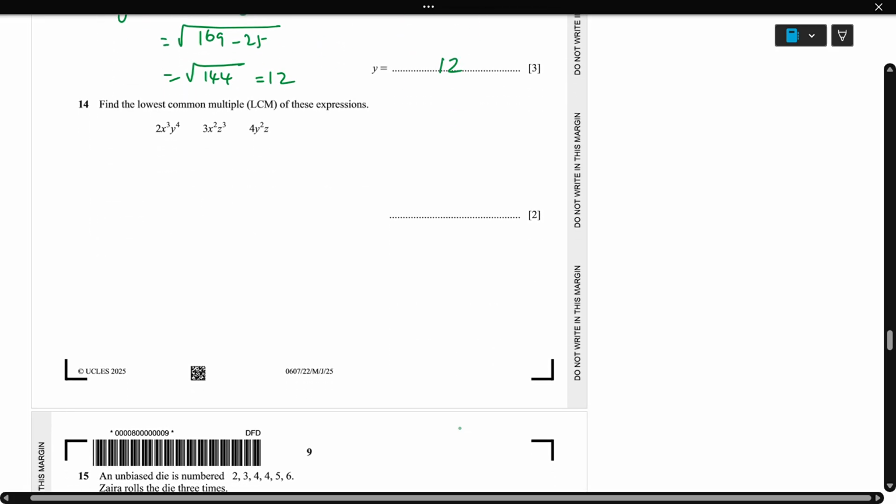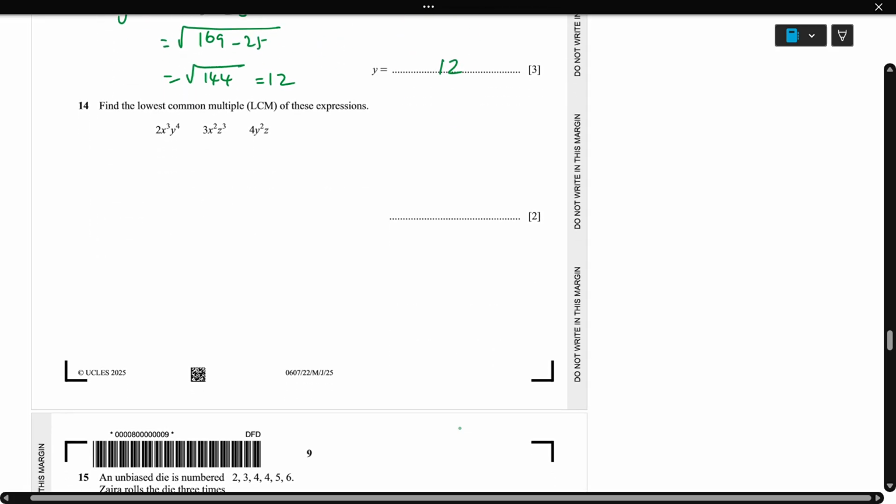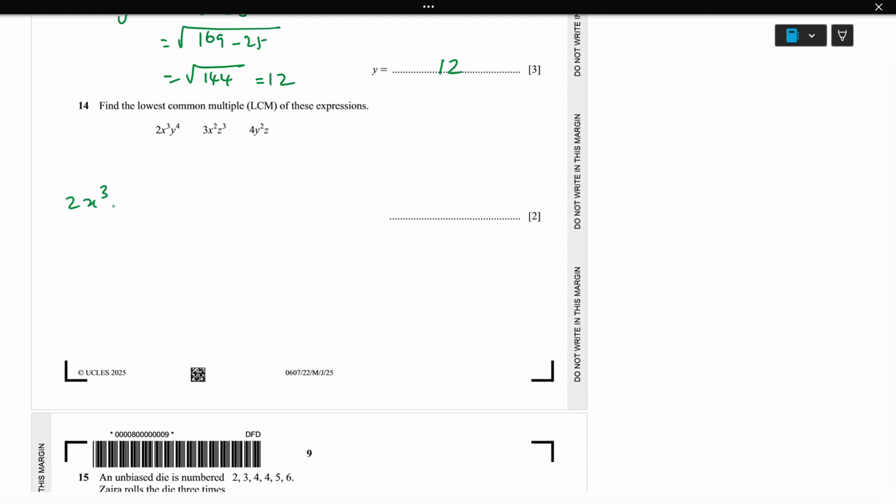Next, question 14. Find the lowest common multiple, LCM, of these expressions. The first one is 2x cube y power 4. The second one is 3x square z cube. The third one, the 4, we can write as 2 square, and y square and z. So first check 2, the highest is 2 square and the 3 is left. So 2 square times 3.